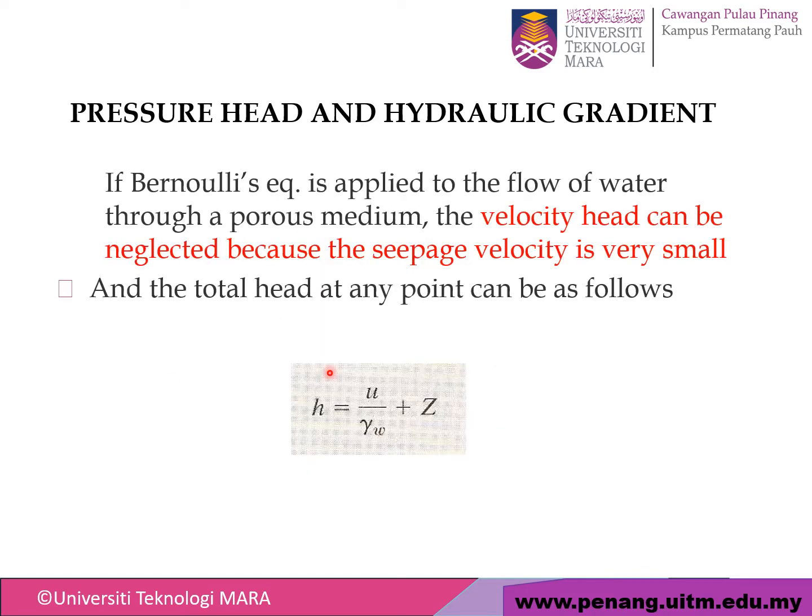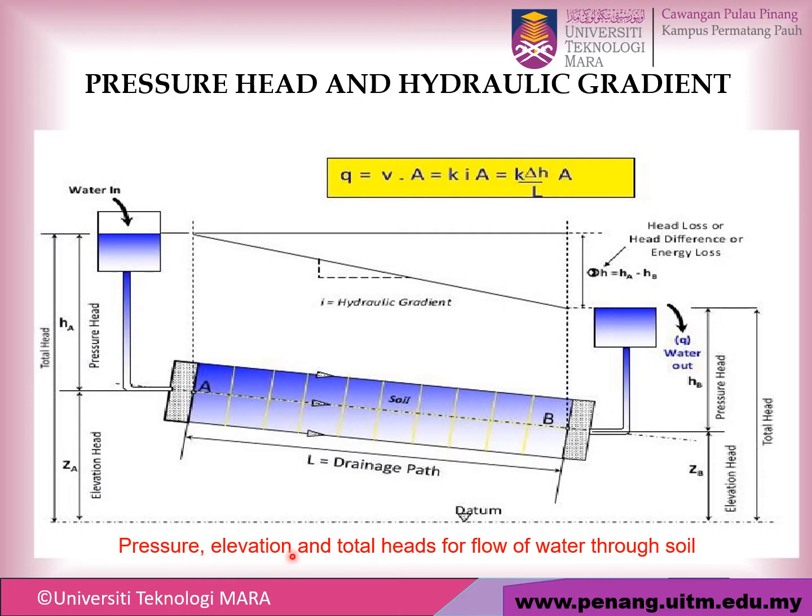Alright guys, if the Bernoulli equation is applied to the flow of water through a porous medium, such as soil, the velocity head can be neglected because the seepage velocity is very small. So the total head at any point can be as follows. You may refer to this equation. Total head is equal to u over unit weight of water plus z. Alright, this is the pressure, elevation, and total head for flow of water through soil.